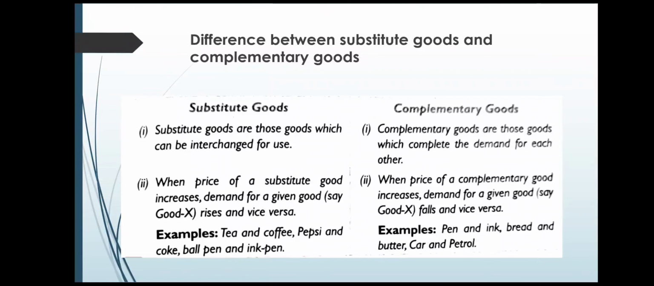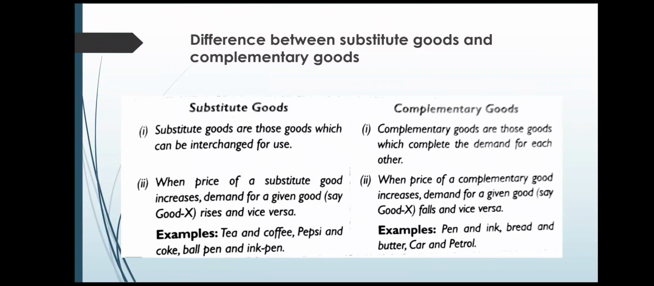The second point is, when price of a substitute good increases, the demand for a good, say good X, rises, and vice versa. That is what we saw. Now over here they're saying, when price of a complementary good increases, demand for a given good, say good X, falls, and vice versa.